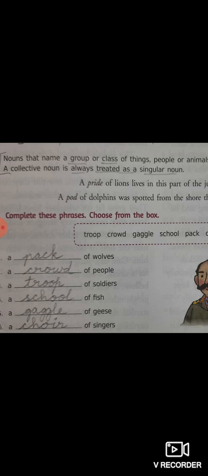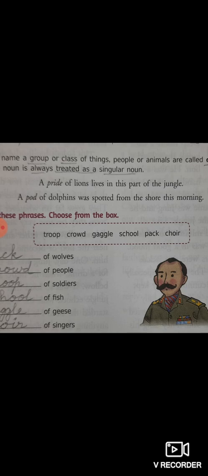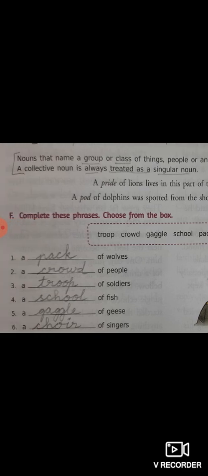Now complete these phrases, choose from the box: troop, crowd, gaggle, school, pack, choir. So for the wolves, single wolf, plural wolves. So for the wolves, what do we call? A pack of wolves. Next, people, group of people. We call it a crowd of people.